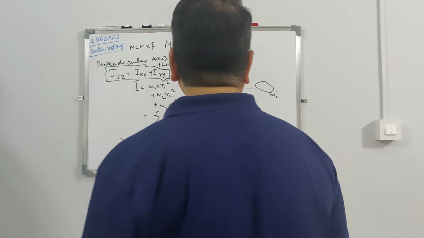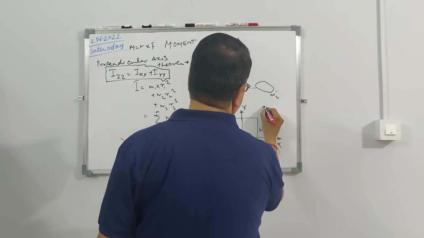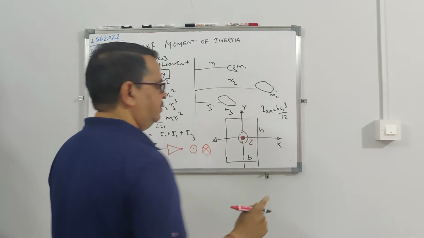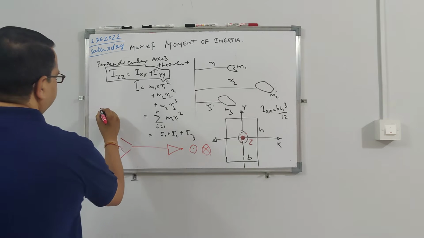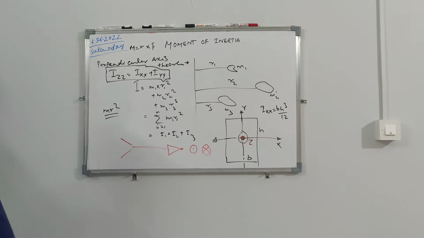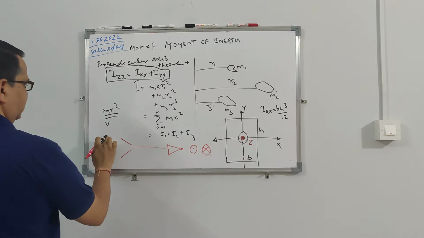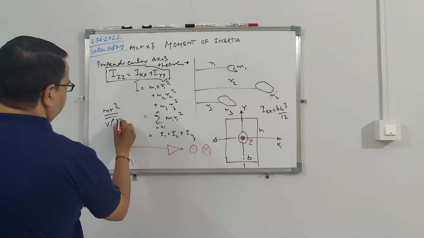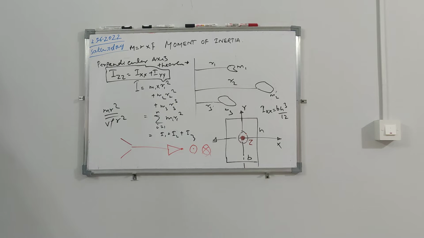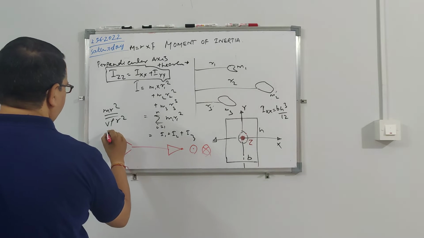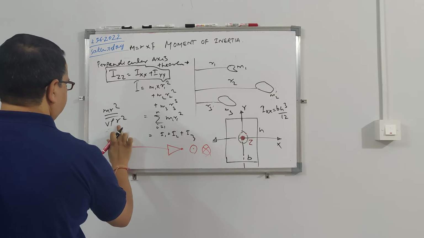We are not deriving this formula for Ixx here. It is bh cubed by 12. Just remember, the moment of inertia formula is mr square. Mass is equal to volume into density, so it is volume into density into r square. If you remove the density part, the volume will have units of meter cube.